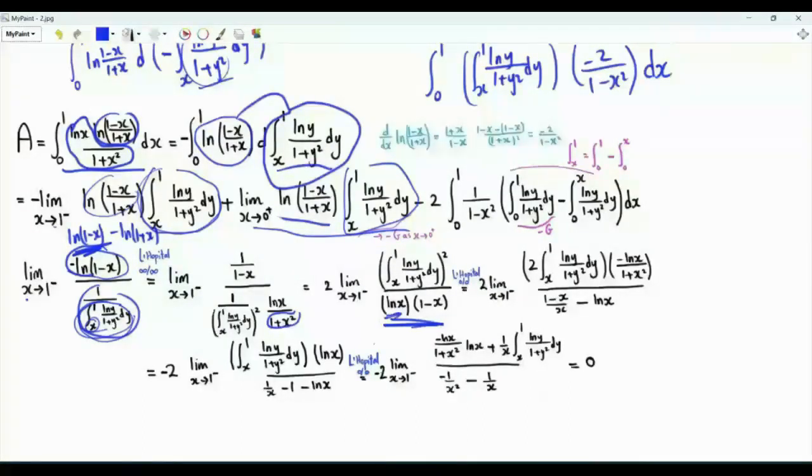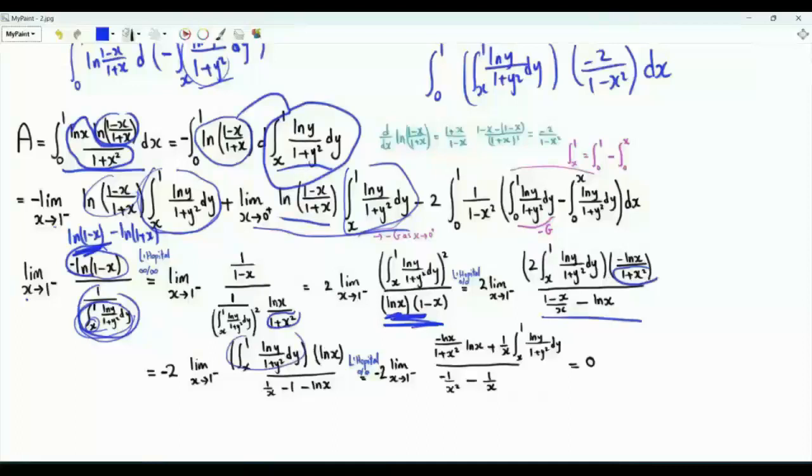In the denominator, we have the natural logarithm of x and then 1 minus x. Both terms tend to 0 as x tends to 1. We are in a 0 over 0 situation and we need to apply L'Hopital's rule again. We get this ratio. This term here tends to 2 as x tends to 1.